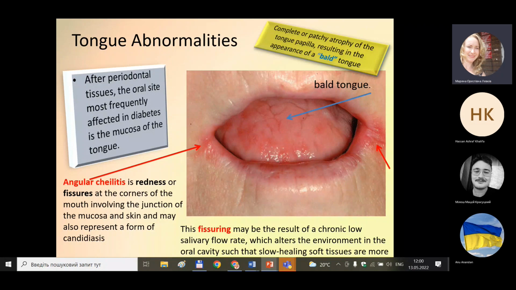As well, angular cheilitis can be present due to xerostomia. It is redness of fissures at the corners of the mouth involving the junction of the mucosa and skin, and may also represent a form of candidiasis. So everything comes from xerostomia. So all mucosal problems are a result of xerostomia.